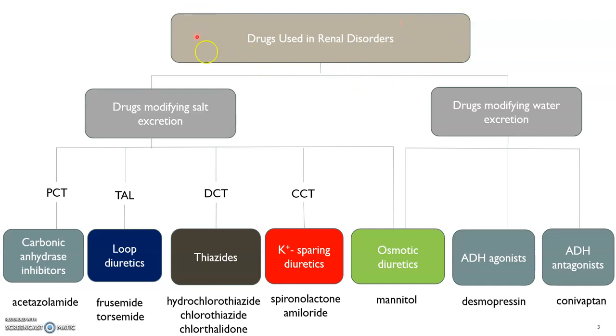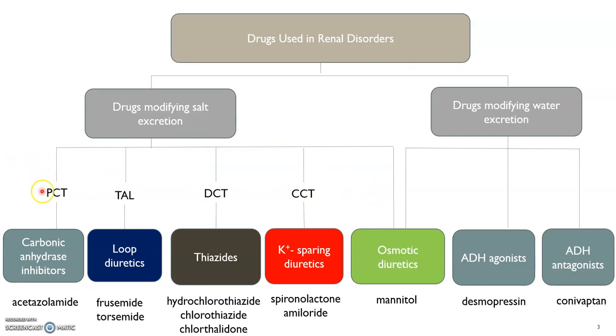So this is the big topic, and this is again from Kazoo. We have drugs used in kidney disorders, divided into two: drugs that alter or modify salt excretion, and another group, drugs that alter or change water excretion. One is salt, sodium chloride, and the other is water excretion. Salt, water. You can see that this categorization is quite, to a certain extent, anatomical.